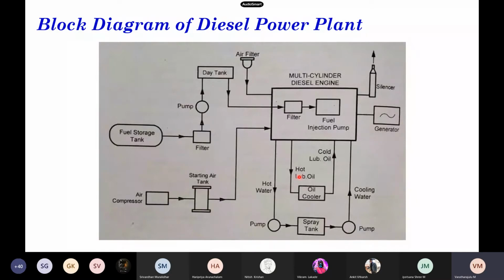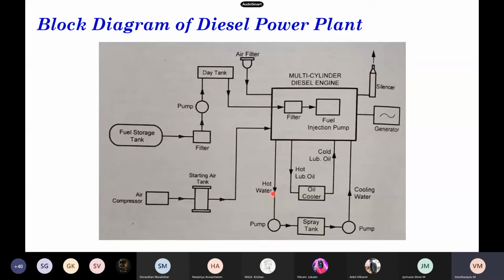The temperature of burning gas in the engine cylinder may vary from 1500 degrees Celsius to 2000 degrees Celsius, and water is circulated inside the engine to keep the temperature at a reasonable level. The hot water from the engine is cooled in the spray tank and recirculated using the pump. See here, a water jacket is provided around the diesel engine to transfer the heat from the engine, and we have a spray tank in order to reduce the temperature of the water.